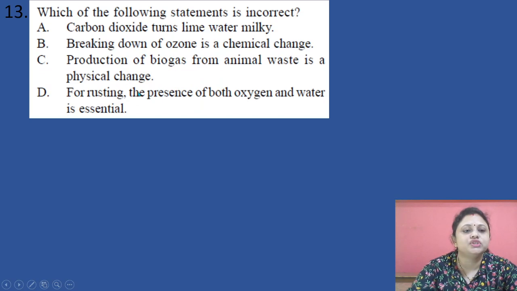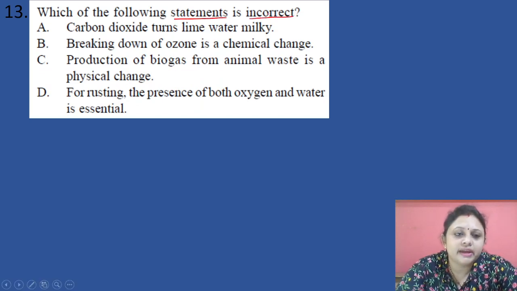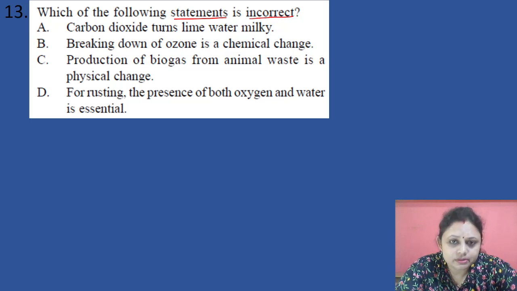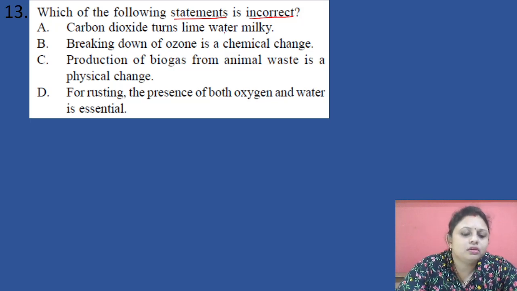Coming to the next question, which of the following statements is incorrect? Options are A, carbon dioxide turns lime water milky. B, breaking down of ozone is a chemical change. C, production of biogas from animal waste is a physical change. D, for rusting, the presence of both oxygen and water is essential. Okay, so we have to find out the correct option. As per the given options, which one is incorrect?